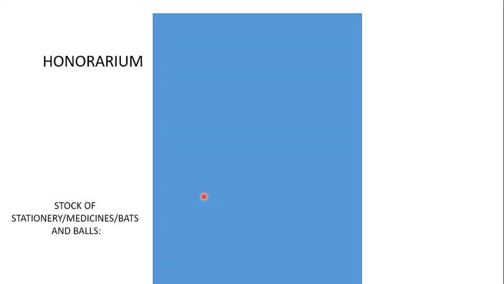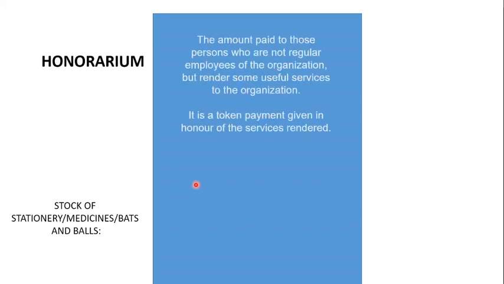So let's learn more about honorarium and stock of stationery. Honorarium is the amount paid to persons who are not regular employees of the organization, but who render some useful services to the organization. As a token payment, honorarium is given to honor the services rendered by these people. Honorarium is kind of a salary, but we can't call it a salary because it is not given on a regular basis. If someone gives some service to the organization, like a motivational talk or coaching, honorarium is given as a token of payment.